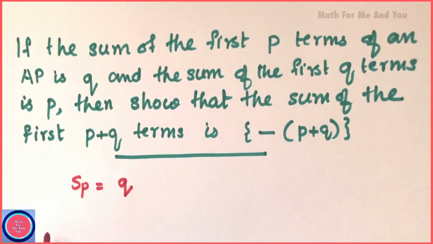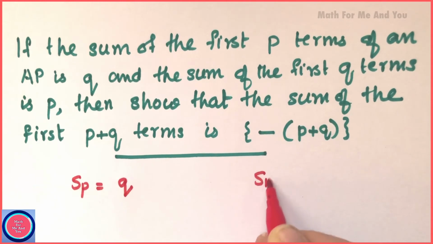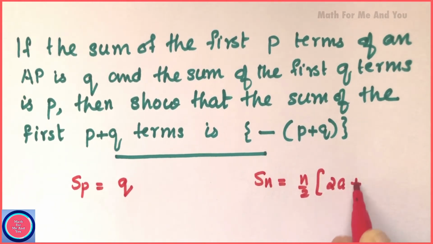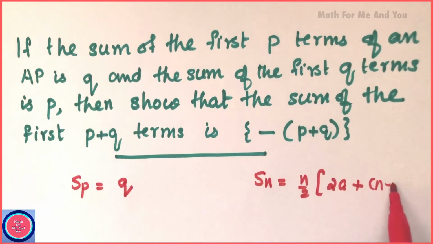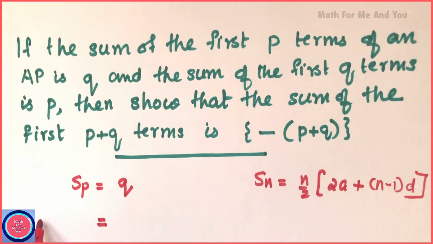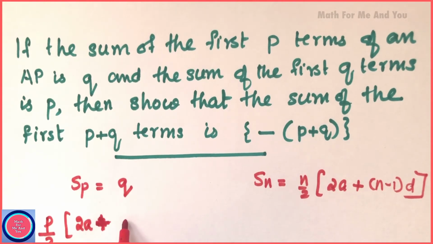We have studied what is the sum of n terms, Sn. Sn is equal to n over 2 times 2a plus n minus 1 into d. Using this formula, we can expand what is SP and we can write. In place of n, we write p, that's it. So we get p over 2 times 2a plus n minus 1 now changes to p minus 1 times d. Close the bracket, then we get the right side is equal to q.